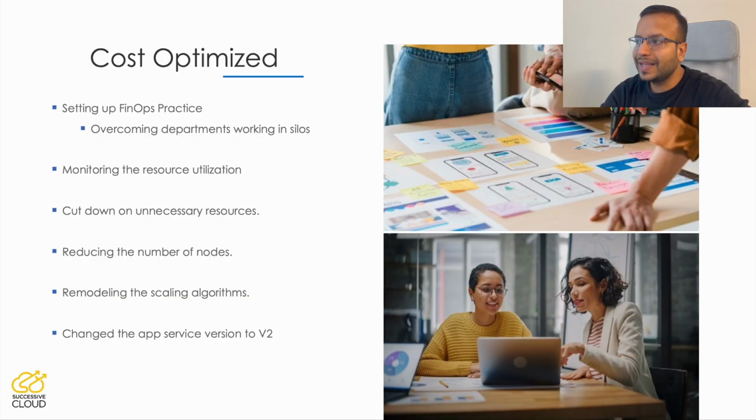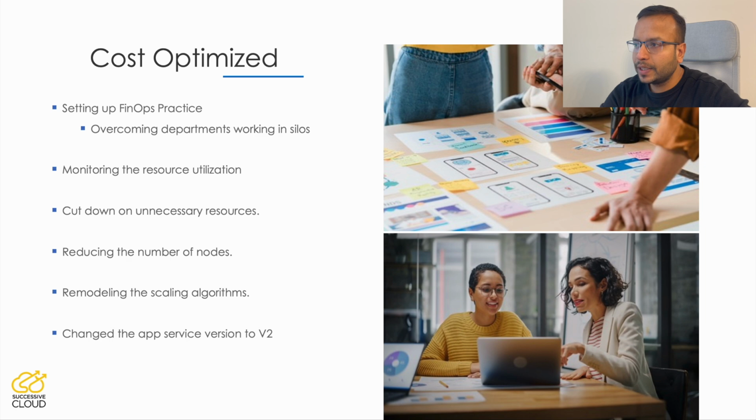Now, let's move on to the cost optimizations that we have done for this particular client. A lot of teams were working in silos, so the first objective was to set up a FinOps practice. Then we monitored the resource utilization over a period of time to observe the application behavior. We have configured the average CPU range and the number of instances automatically to maintain the CPU utilization. So point one was to cut down on unnecessary resources.